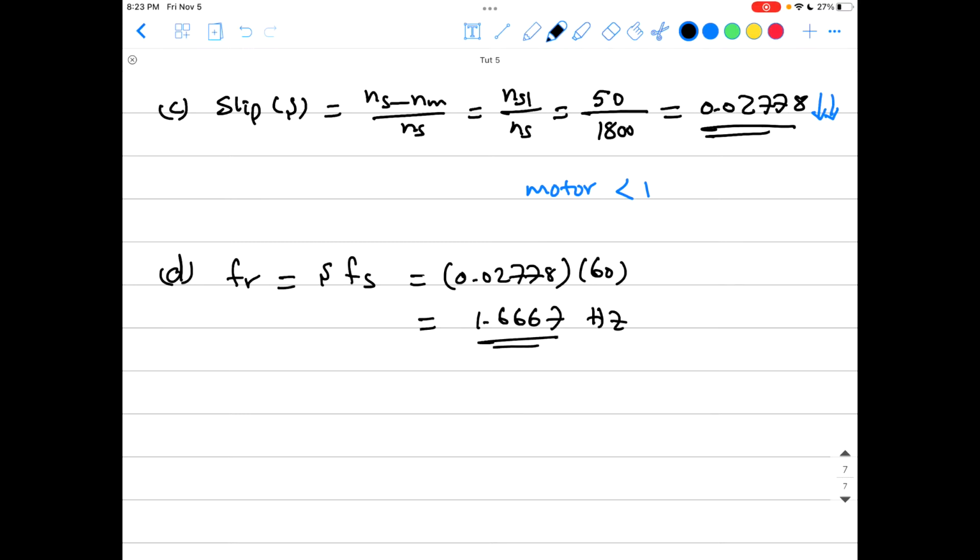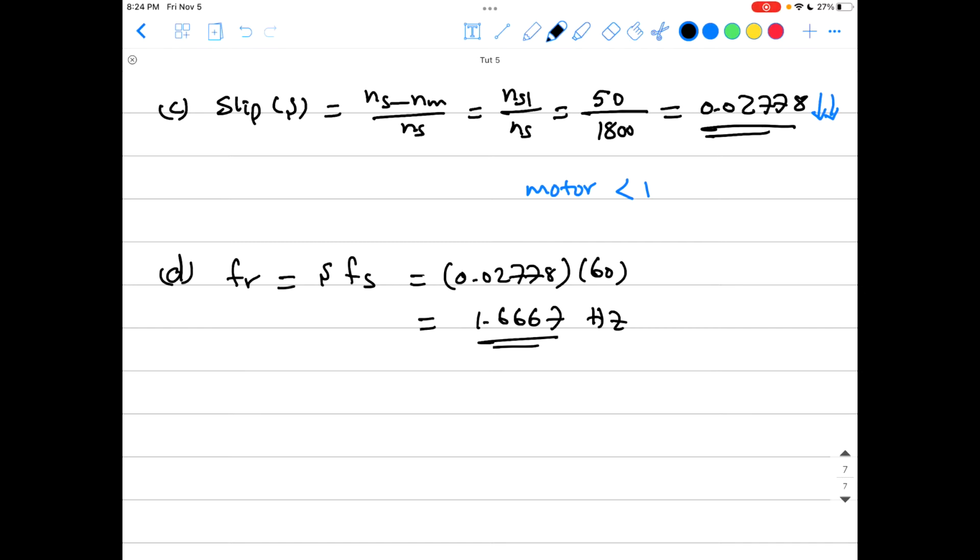See, the frequency of the rotor, like I say in the lectures all the time, especially at the rated speed, is very small most of the time. So that is 1.667 Hertz. Like we say, it's a very, very small amount of frequency.